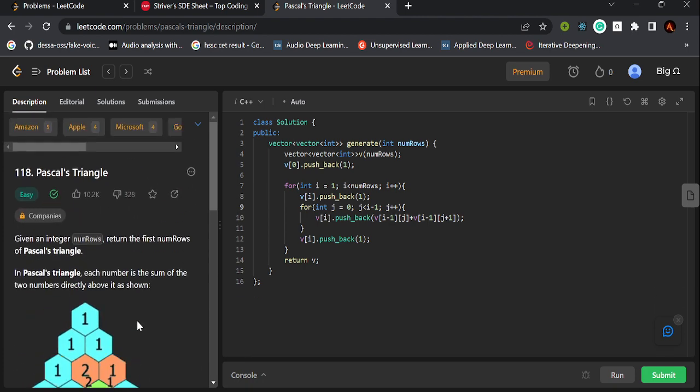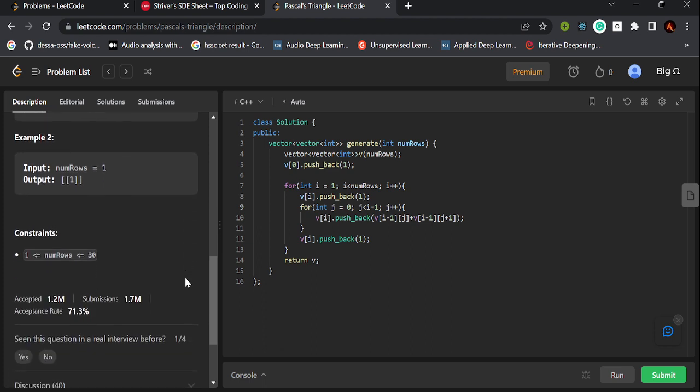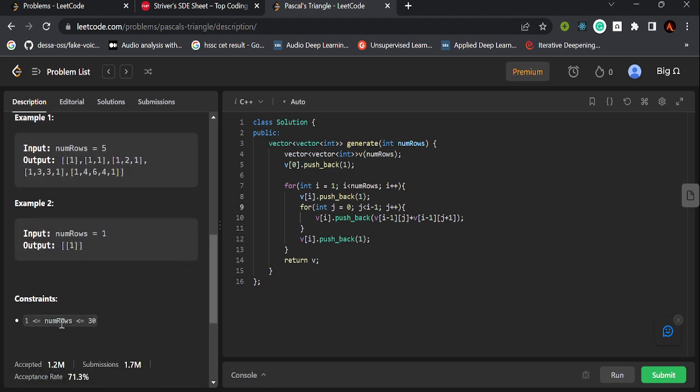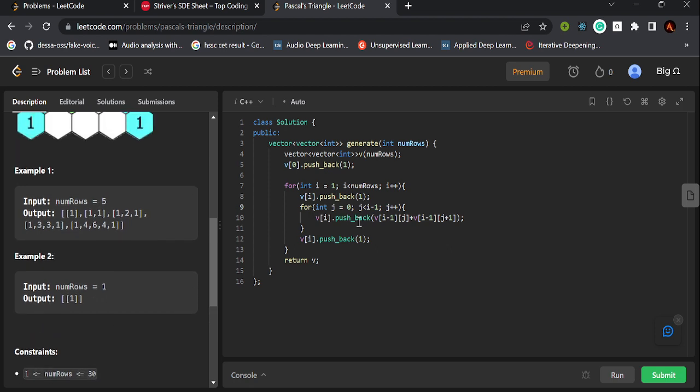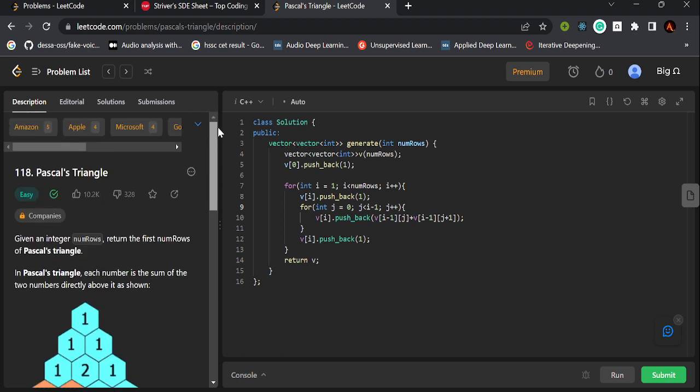So how do we do this problem? The given constraint is the number of rows to be printed. The number of rows can be from 1 to 30. On the right hand side, this is the code for this question.